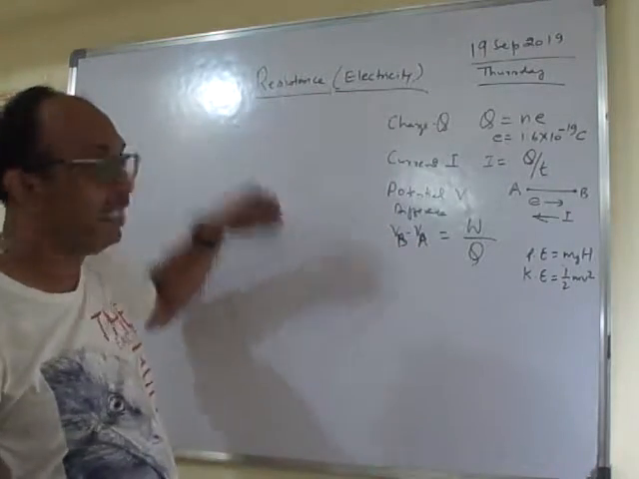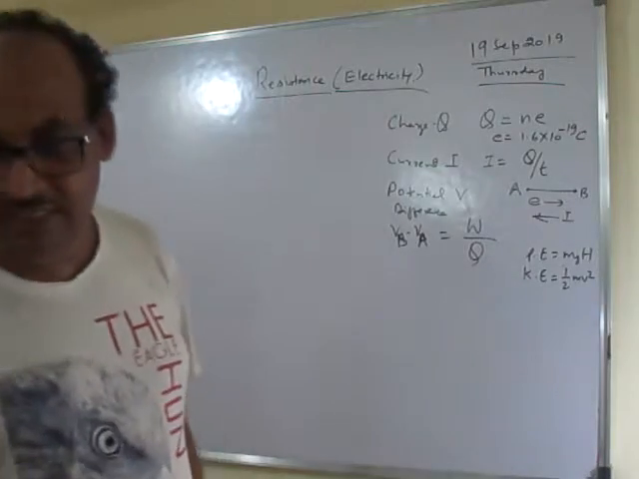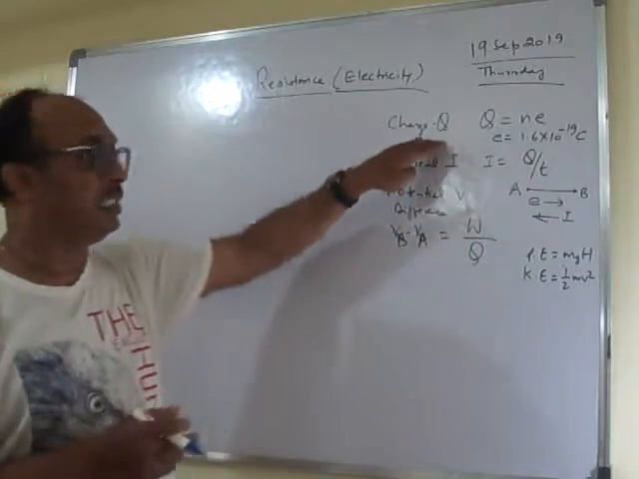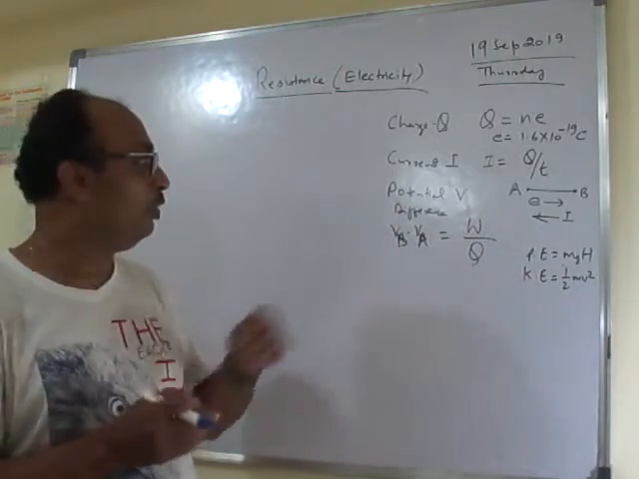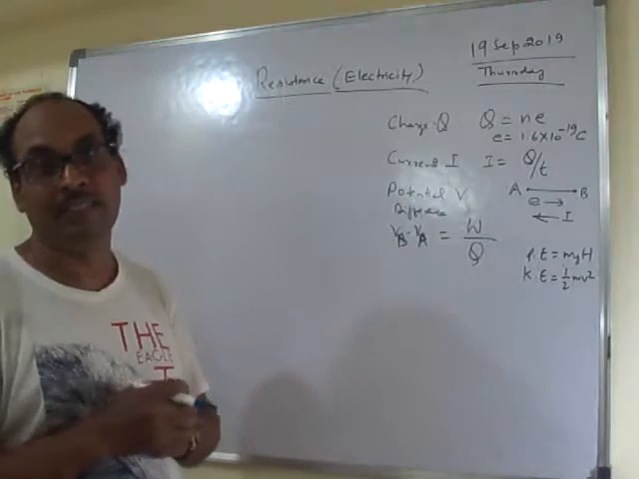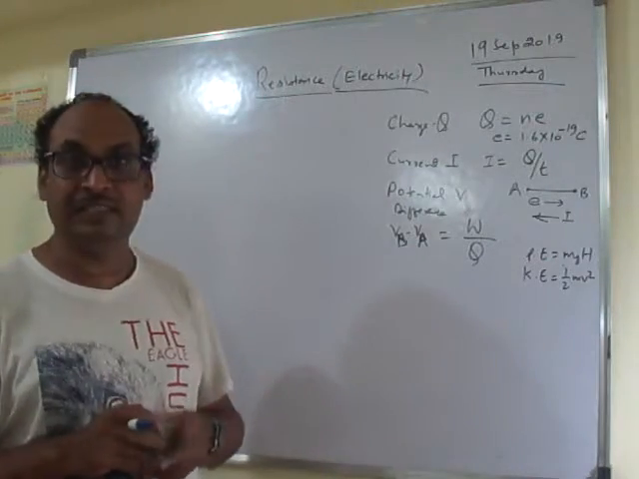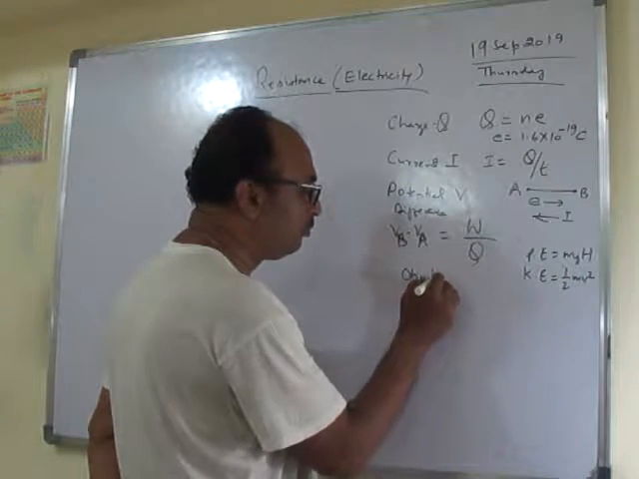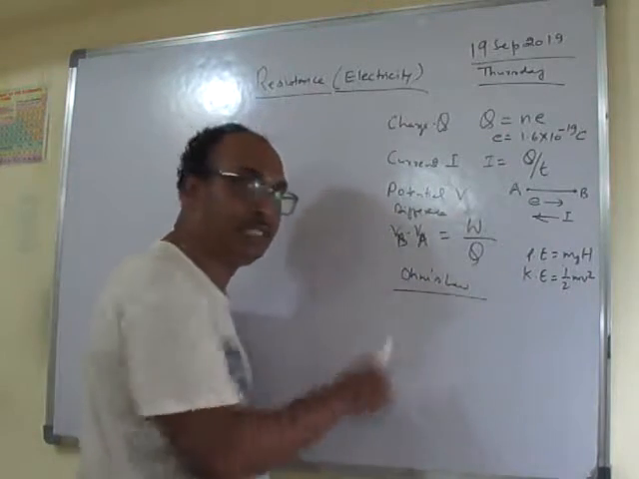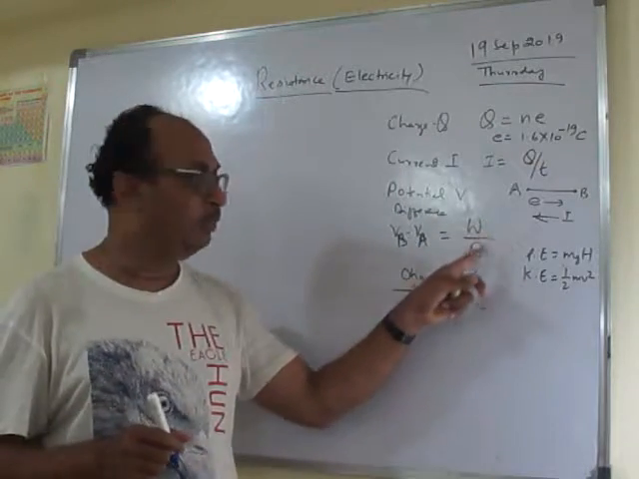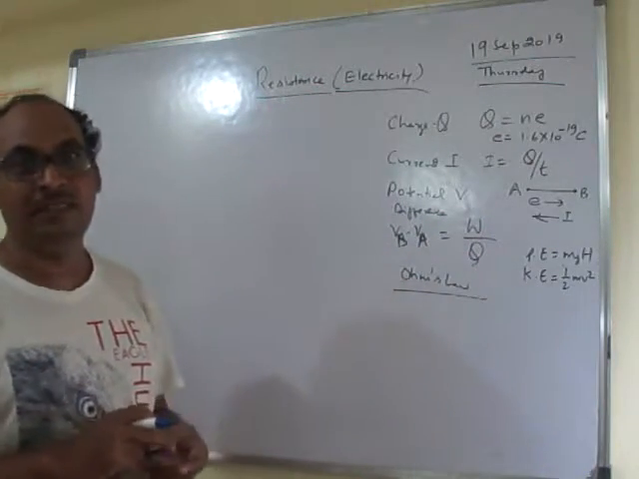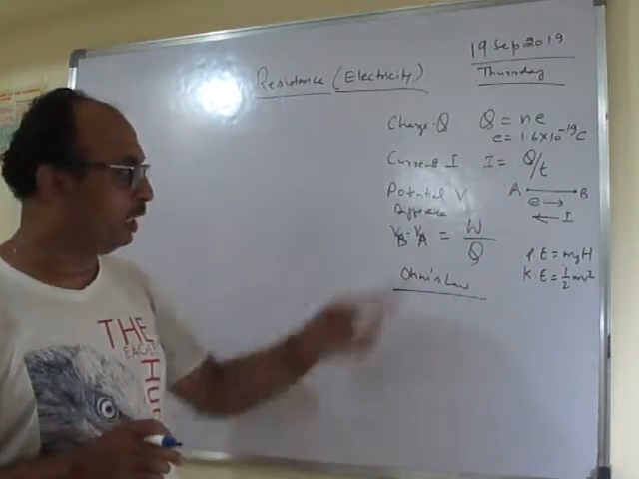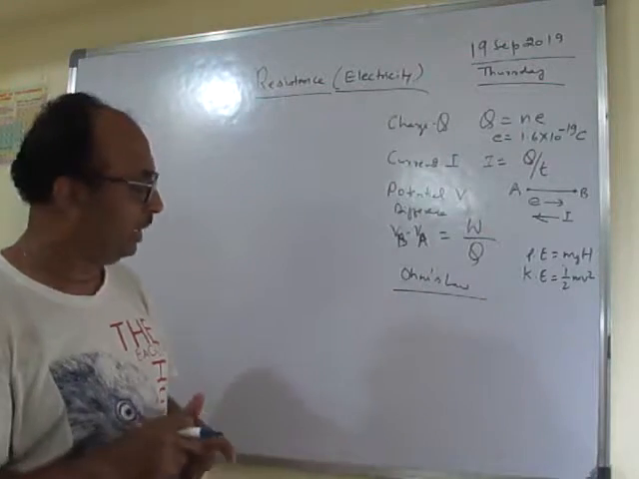Today my topic is resistance. Before discussing resistance, it's my duty to tell you the basics of the terms which we will be utilizing: current, potential difference, and also Ohm's law. You have understood this one: potential difference is the amount of work done in bringing a unit charge from one position to another. So W by Q will give you the potential difference, right?